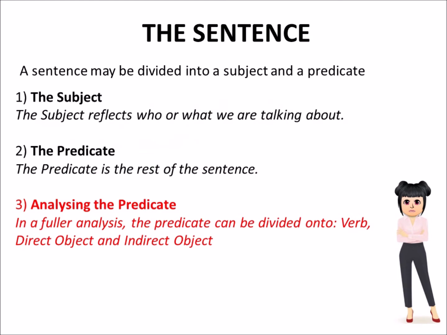1. The subject. The subject reflects who or what we are talking about. 2. The predicate. The predicate is the rest of the sentence. 3. Analyzing the predicate. In a fuller analysis, the predicate can be divided into verb, direct object, and indirect object.